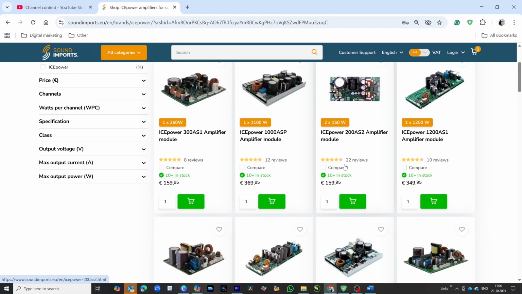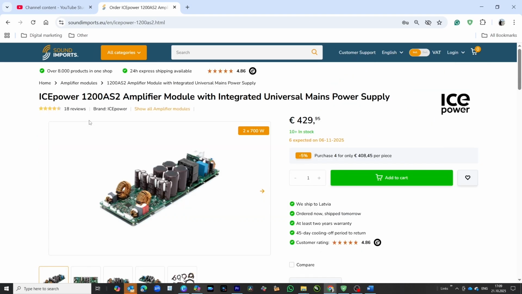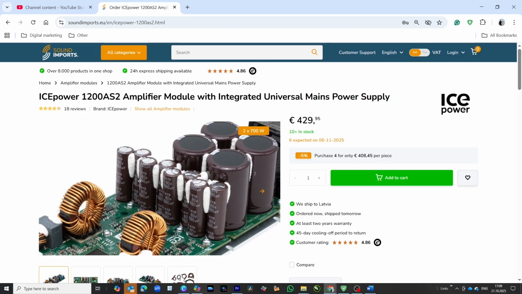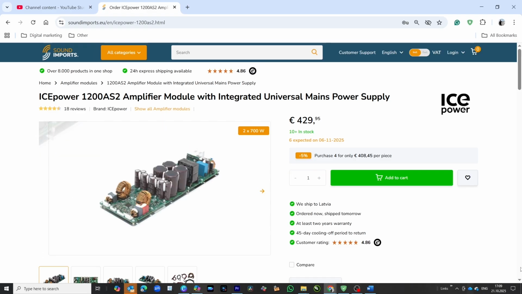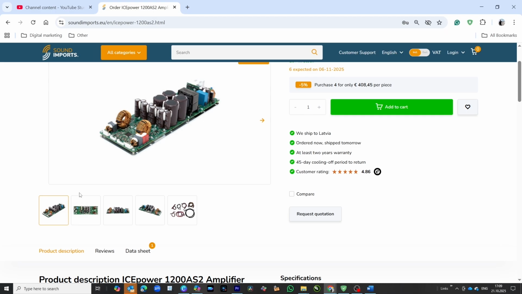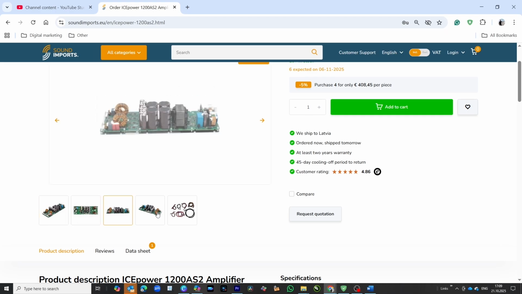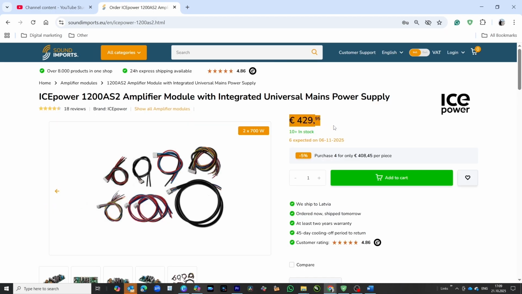You can buy prototypes and you can buy small batches. You can do several things. Here is the ICEpower 1200 ACE2, the board that I showed. It is in stock. Yeah, and here are several pictures of this board. This is such a fair price. You can build a really honest 500 watt amplifier, a 450 watt super clean power amplifier, for a reasonable price at such quality.